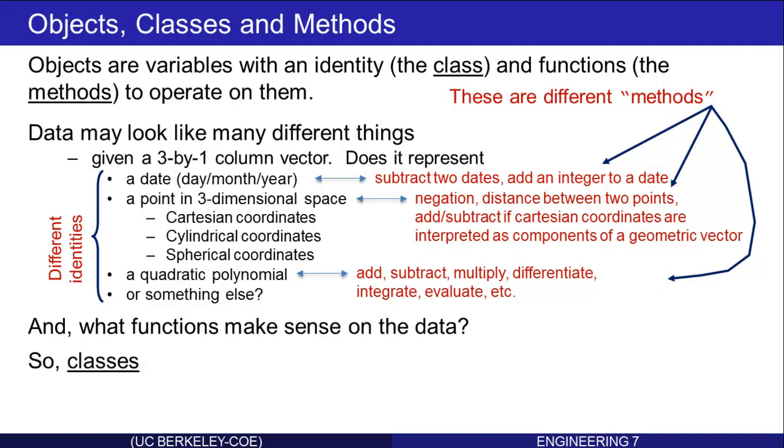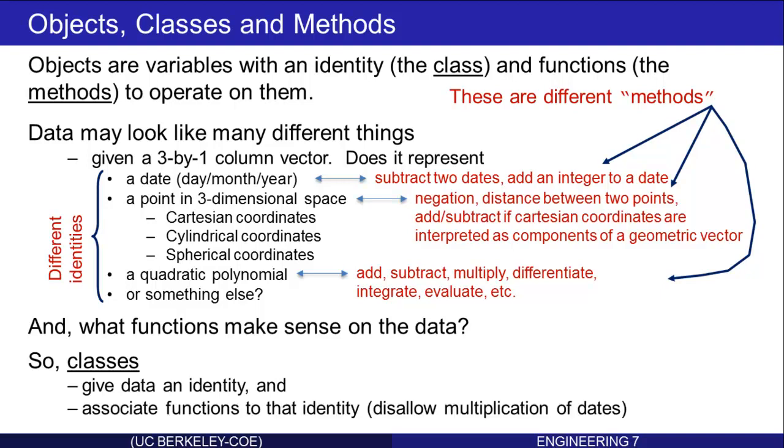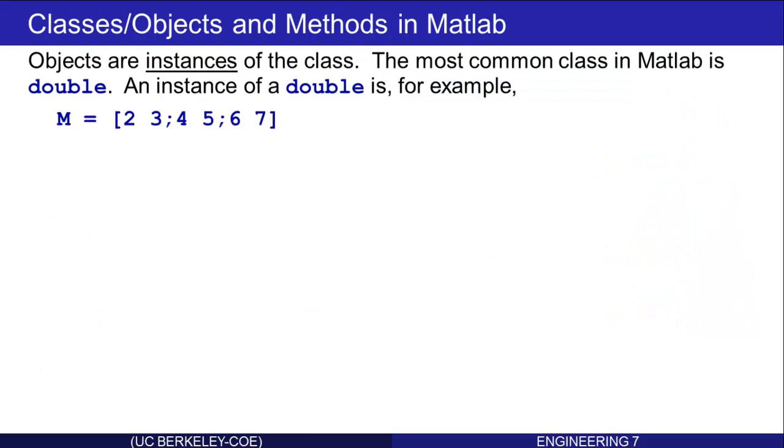So classes give data an identity and associate and define functions to that identity and disallow other functions. For instance, we would not be allowed to multiply two dates together, even though subtraction of dates makes sense. Objects are instances of the class.